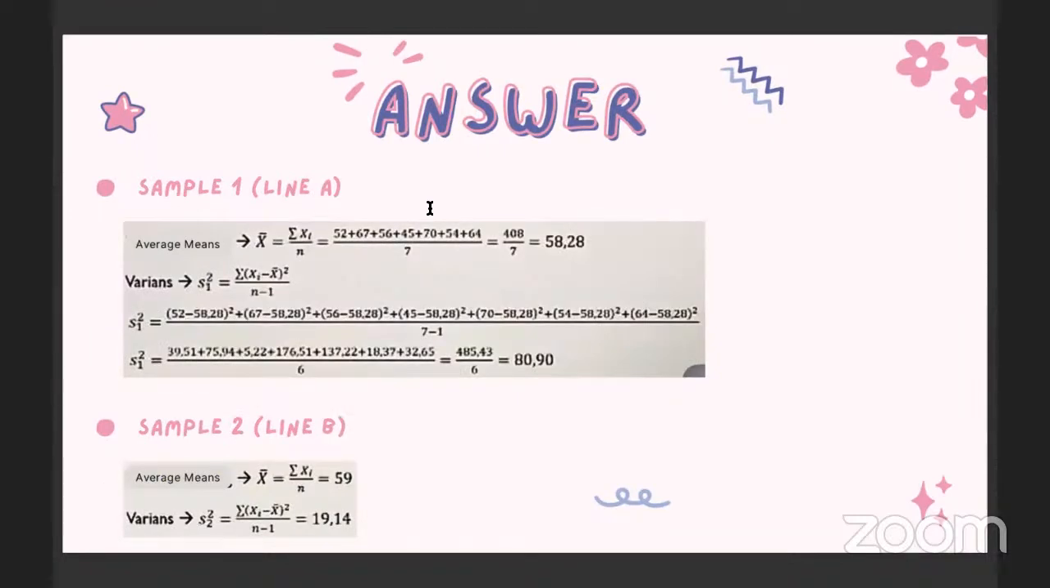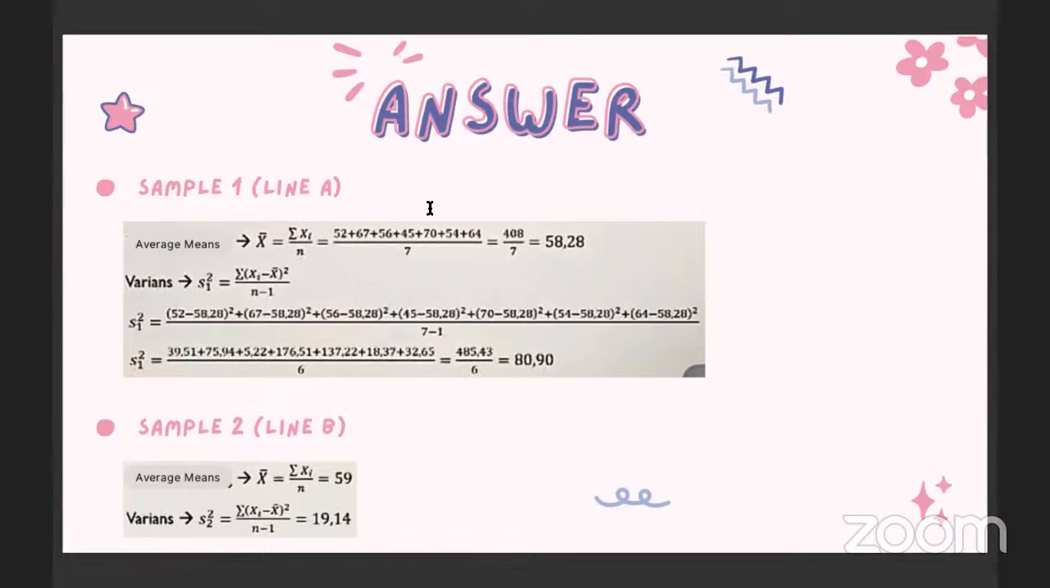Sample 1, line A, the average mean is X bar equals sigma X divided by N, equals 52 plus 67 plus 56 plus 45 plus 70 plus 54 plus 64, divided by 7, which is 408 divided by 7, which is 58.28. Variance is the sum of the squared differences between the data values and the mean, divided by n minus 1.